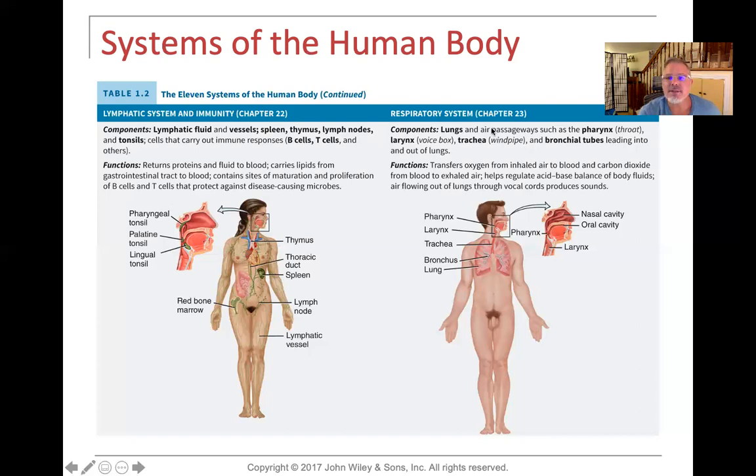The respiratory tract. We're thinking of the lungs and the airway, right? The pharynx, the larynx, the trachea, and a little bit deeper in the bronchial tubes, the lungs, the alveoli, the deeper part of the respiratory tract. And it's going to transfer oxygen that we inhale into the blood, and it's going to help us eliminate the carbon dioxide from the blood through exhalation. The lungs are also used to regulate acid and base balance of the human body.